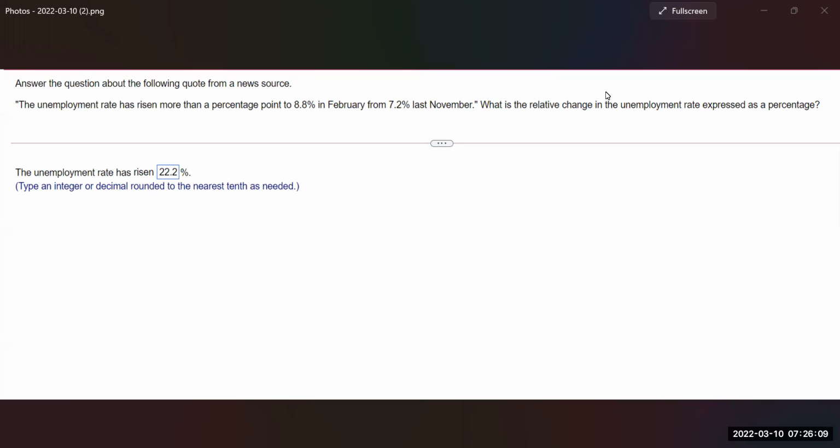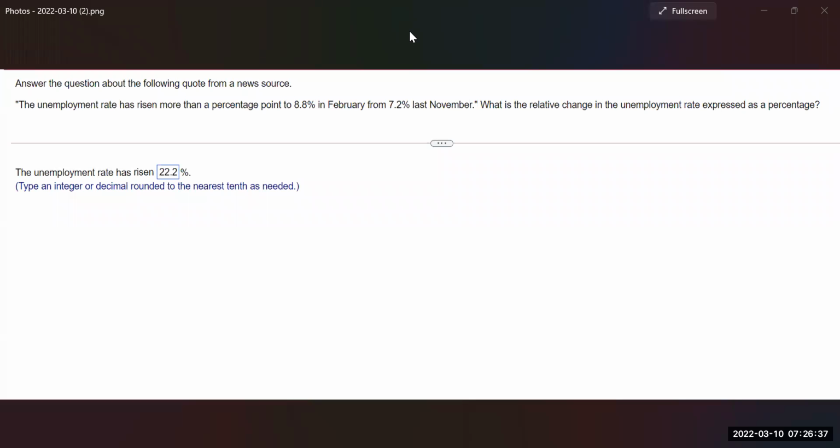All right, so here is a quote from a news source. The unemployment rate has risen more than a percentage point to 8.8% in February from 7.2% last November. What is the relative change in the unemployment rate expressed as a percentage?